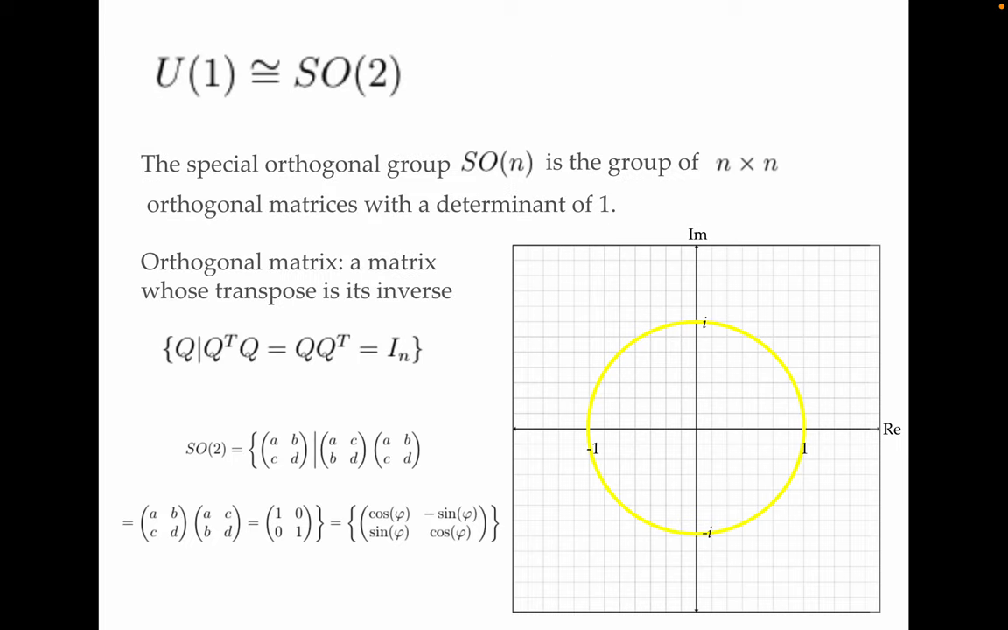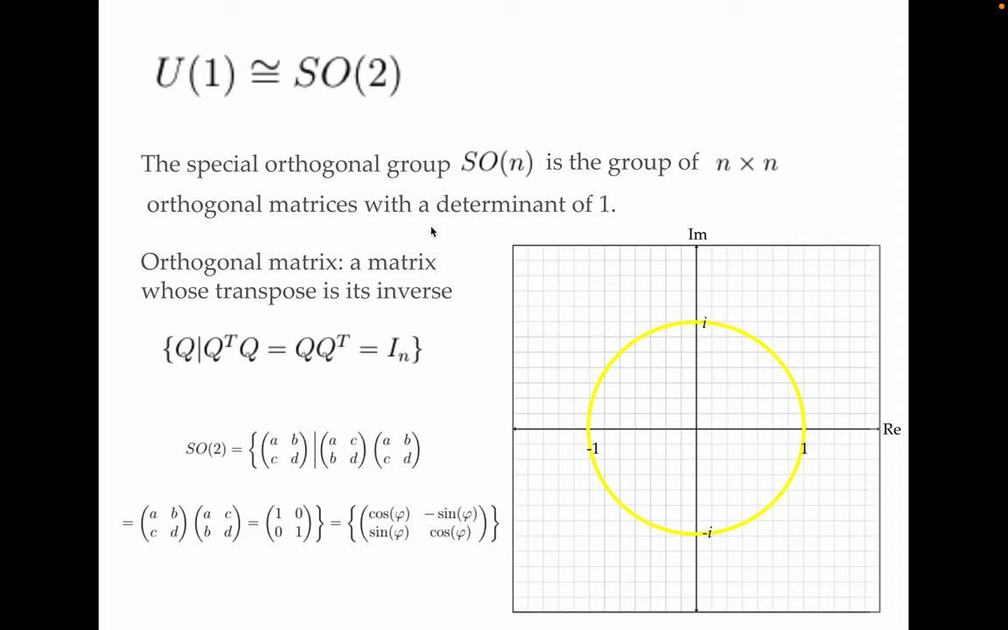One interesting thing is that U1 contains complex elements, but it's actually isomorphic to a real-valued group, SO2. An orthogonal matrix is given by this definition, a matrix whose transpose is its inverse. We can think of unitary matrices as the complex parallel to orthogonal matrices in that sense. The special orthogonal group only contains orthogonal matrices with a determinant of 1.